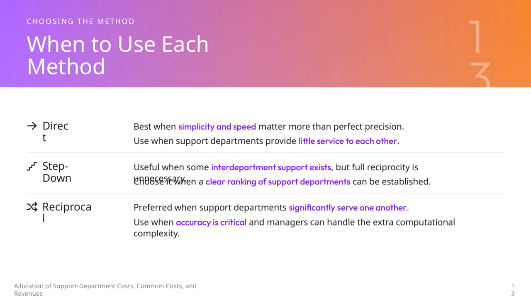Finally, the reciprocal method is the most accurate and suitable when there is significant interdepartmental support. This method captures the full complexity of cost interactions, but it also demands more computation and managerial effort. So, accuracy versus ease of use and the nature of support relationships are the key factors guiding your choice.